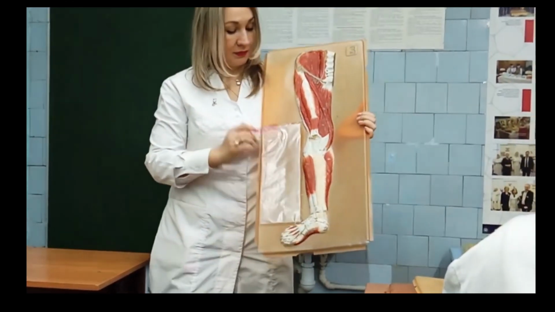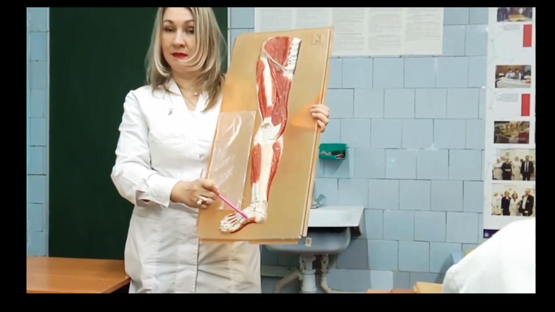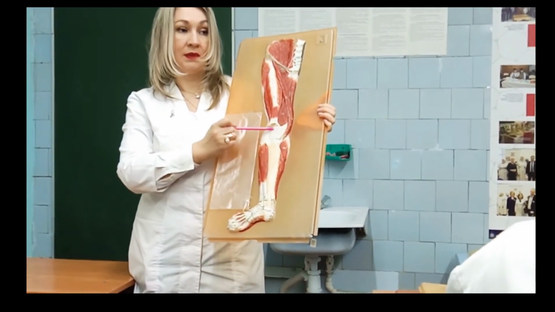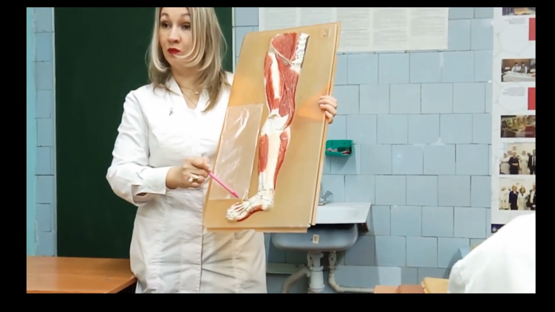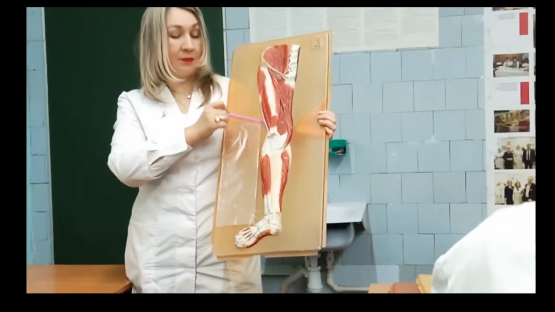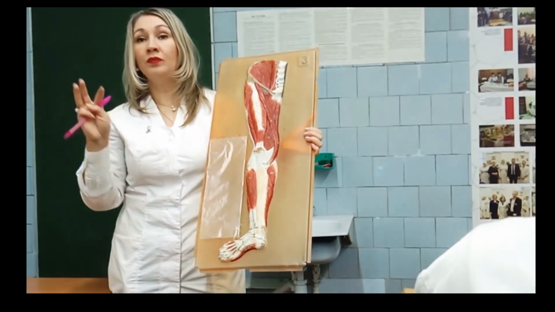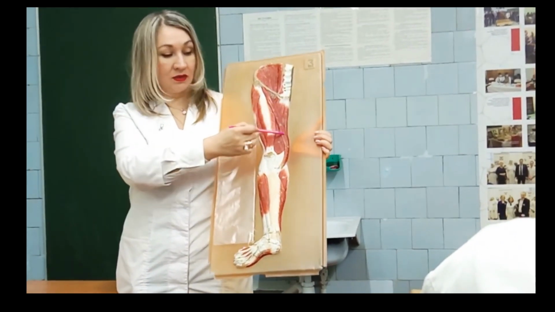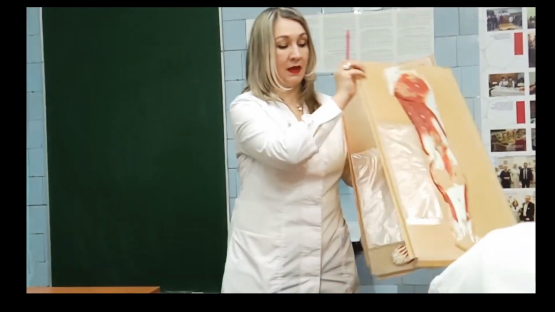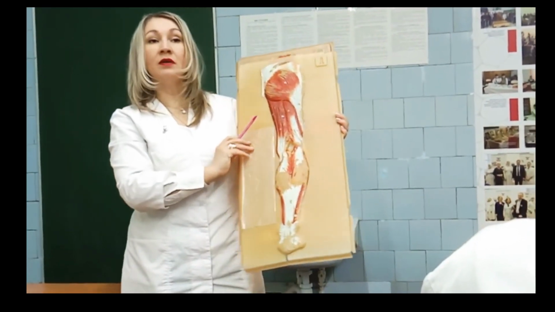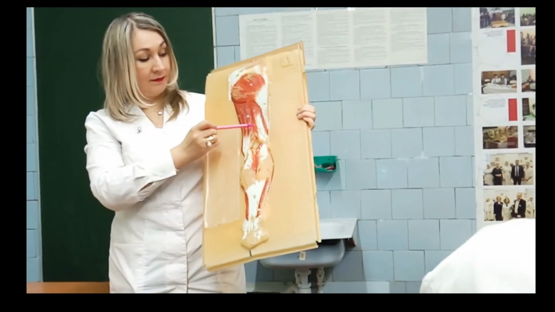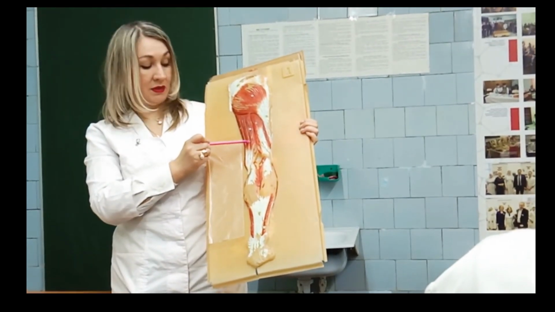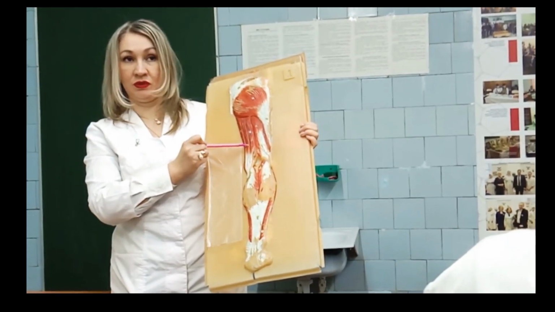Free lower limb is divided into 3 parts. The femur, the crus, and the foot. This femur consists of 3 muscle groups: anterior, medial, and posterior. Posterior is divided into 3 muscles: biceps, semitendinosus, and semimembranosus.